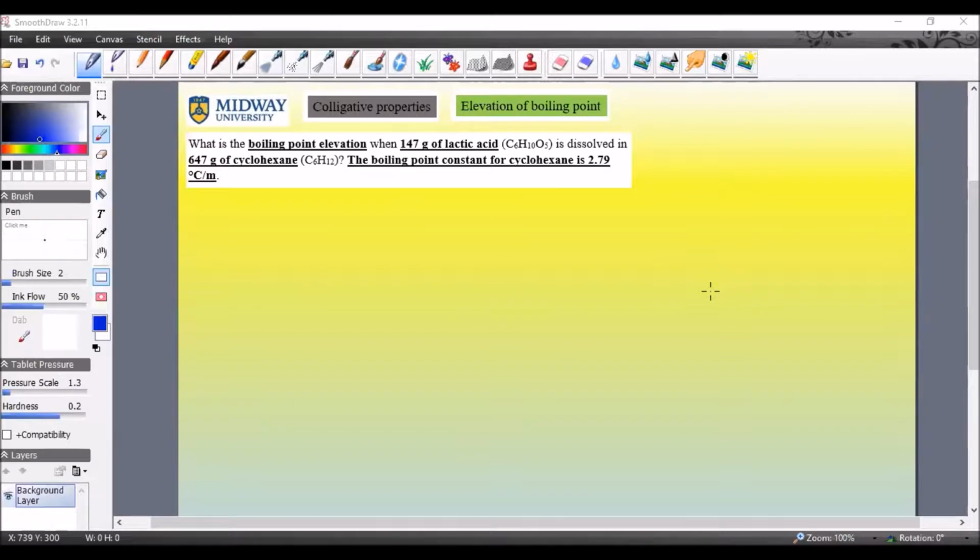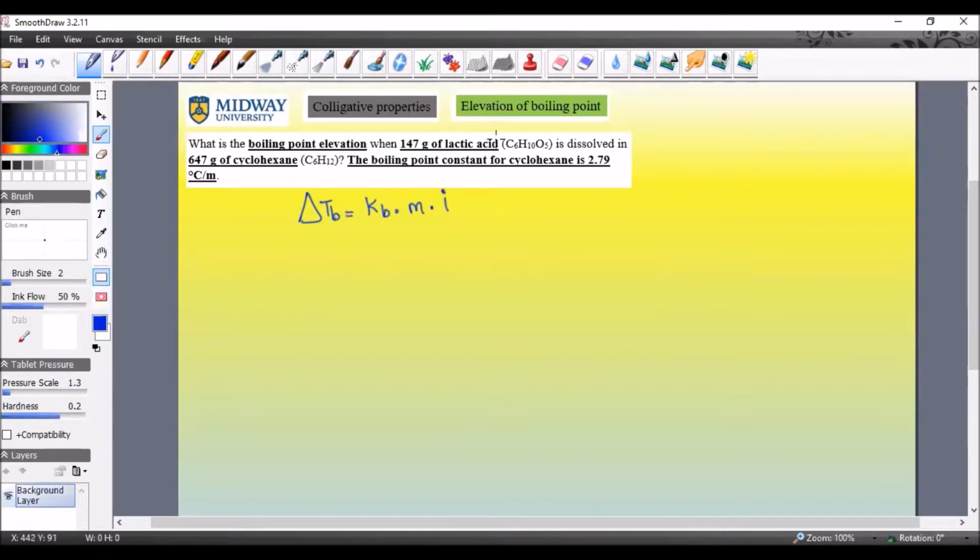147 grams of lactic acid. The formula is given in brackets. In 647 grams of cyclohexane. Cyclohexane is a liquid, which is the solvent in this case, so your lactic acid is the solute. The boiling point constant is given to you, and it's asking for the elevation of boiling point, or boiling point elevation. So the formula is delta TB equals KB times m times i.